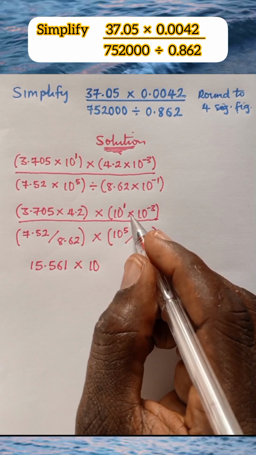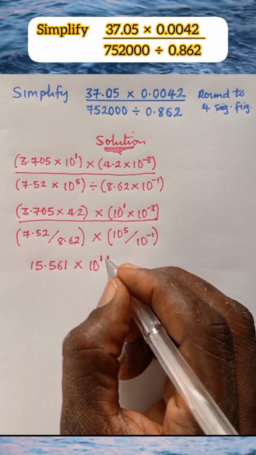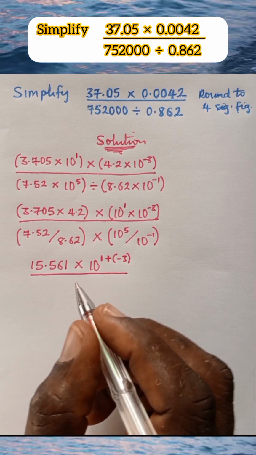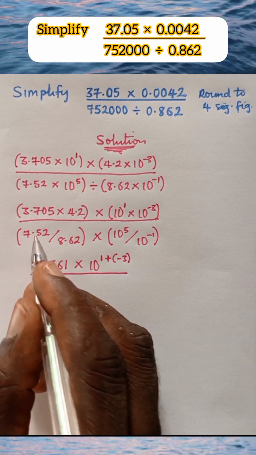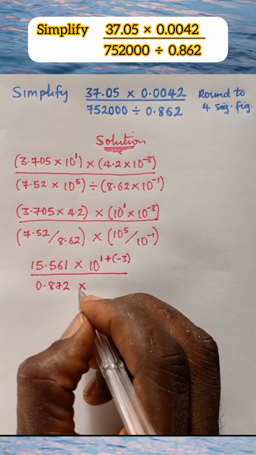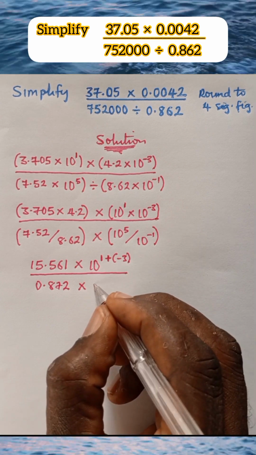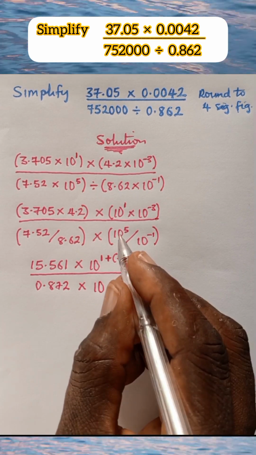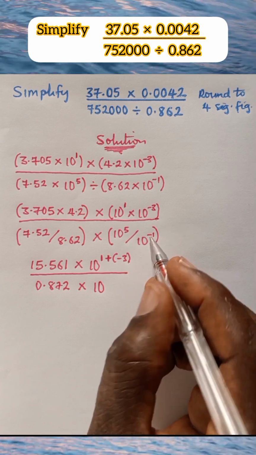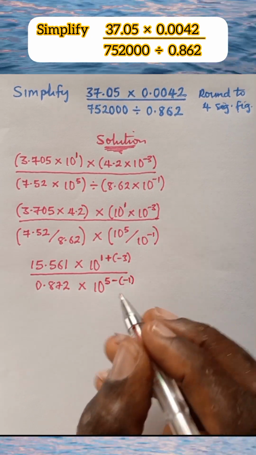And since the bases are related by multiplication, we are going to add their exponents. So we have 1 plus in bracket negative 3. Coming to the denominator, when you use this to divide this, it gives us 0.872. Multiply. Now similarly, the bases here are the same, so we are going to use one of the base to represent them. And since the bases are related by division, we are going to subtract their what? Exponent. So we have 5 minus in bracket minus 1.